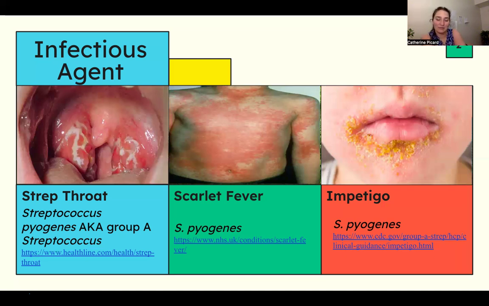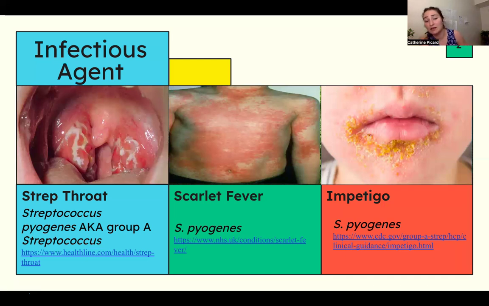And then the next one is going to be scarlet fever. So the symptoms are going to be fever, this rash that you can see, and also a sore throat. But this rash, it was described as sandpaper-like.